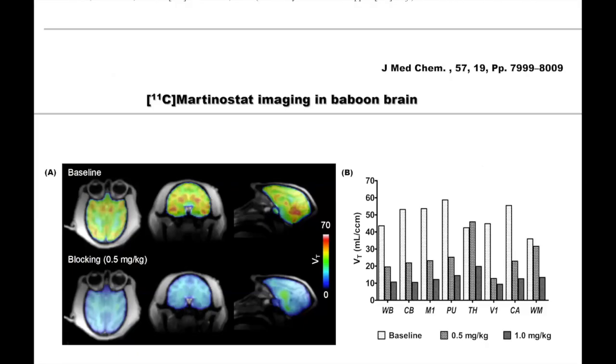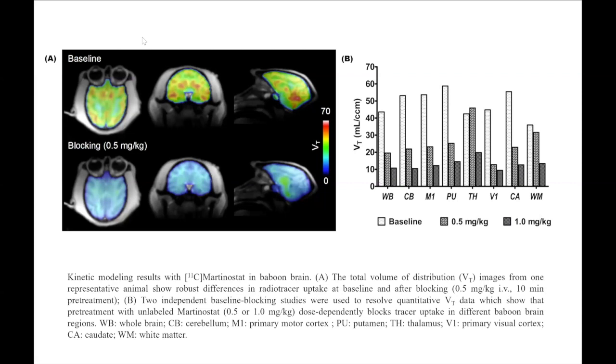Okay. So before the test, the specific binding. We have the baseline here, and we do the kinetic modeling. We see the VT value here is from 40 to 60 in different brain regions. If we treat with 0.5 microgram per kg of unlabeled Martinostat, we can see a dose-dependent decrease of the VT value. That shows us the specific binding.